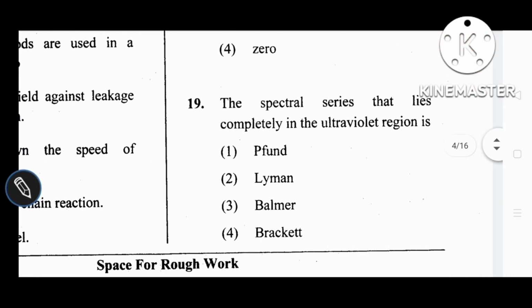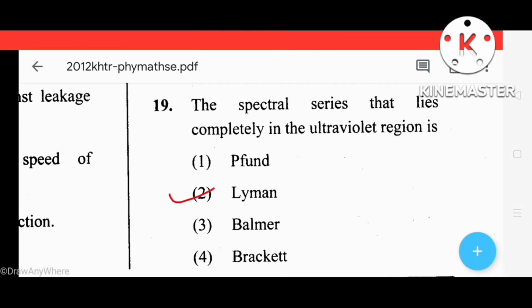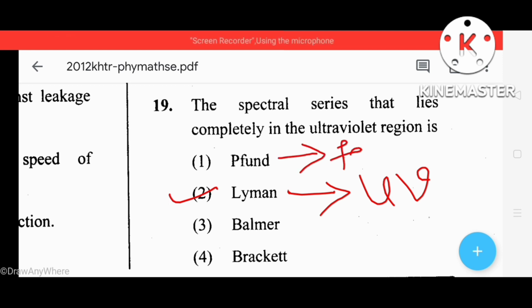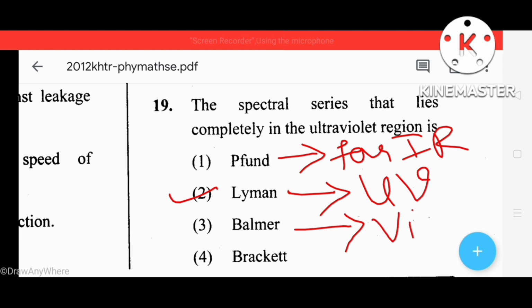Question number 19. The spectral series that lies completely in the ultraviolet region. So the series which lies in the ultraviolet region is nothing but the Lyman series. This lies in the ultraviolet region. The remaining series, that is the Pfund series, this lies in the far infrared region, that is far IR region. Same way, the Balmer series, it lies in the visible region.